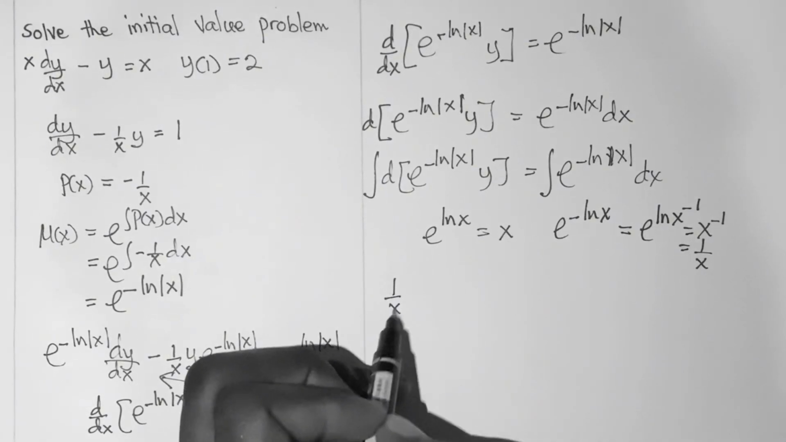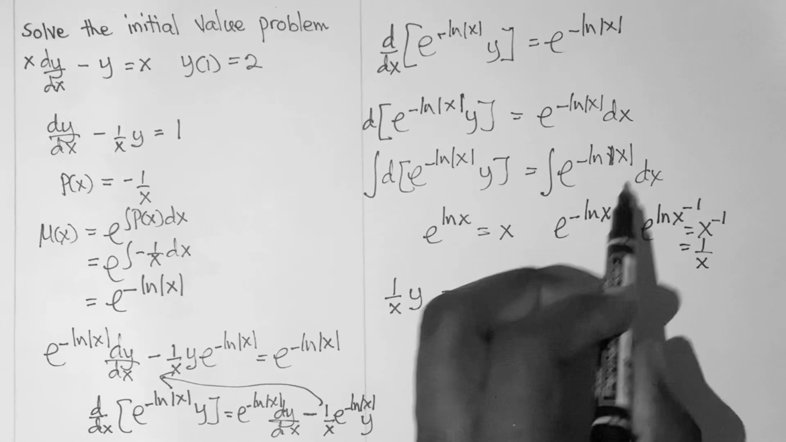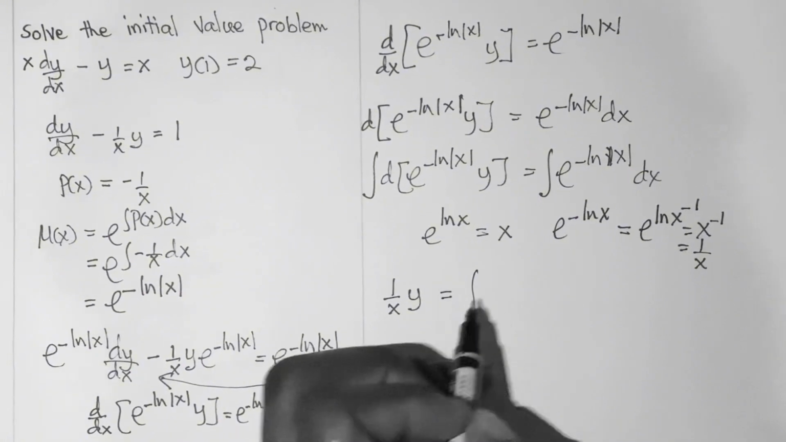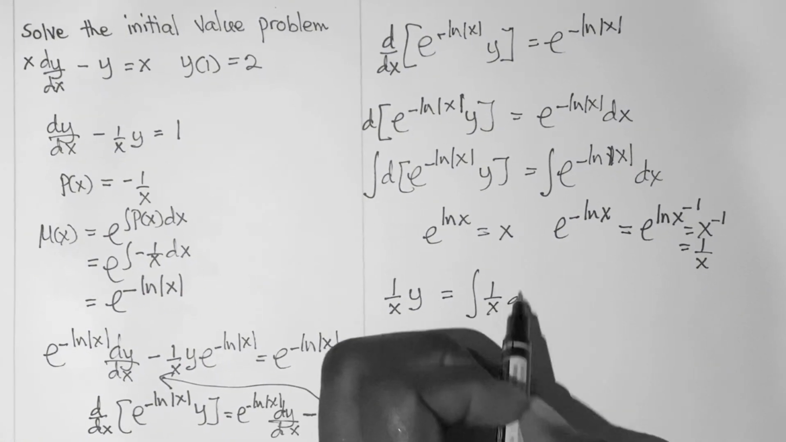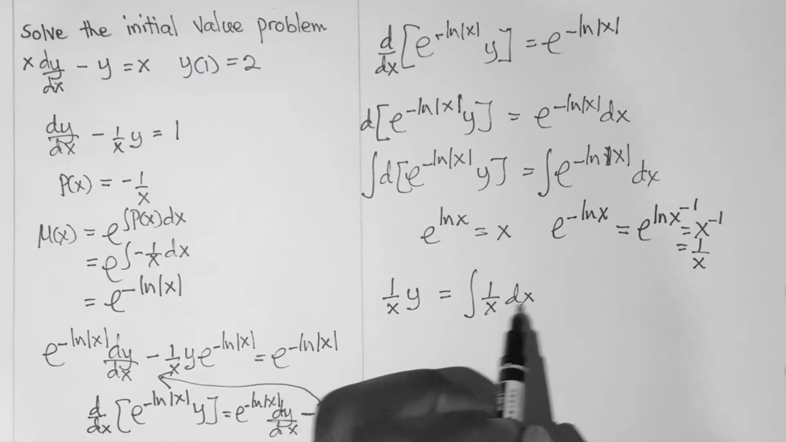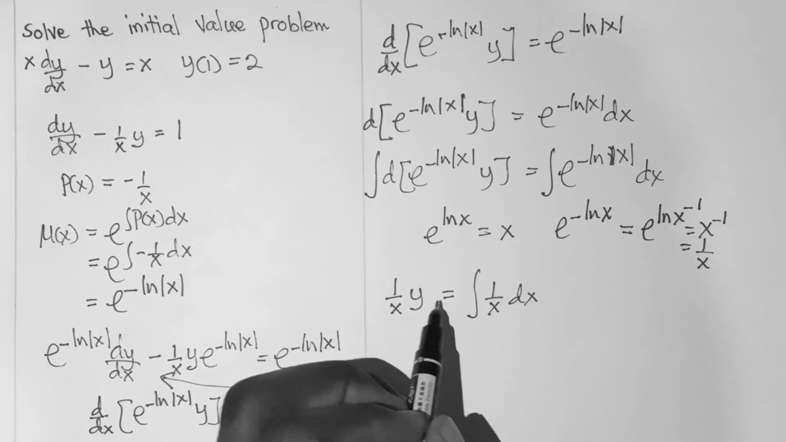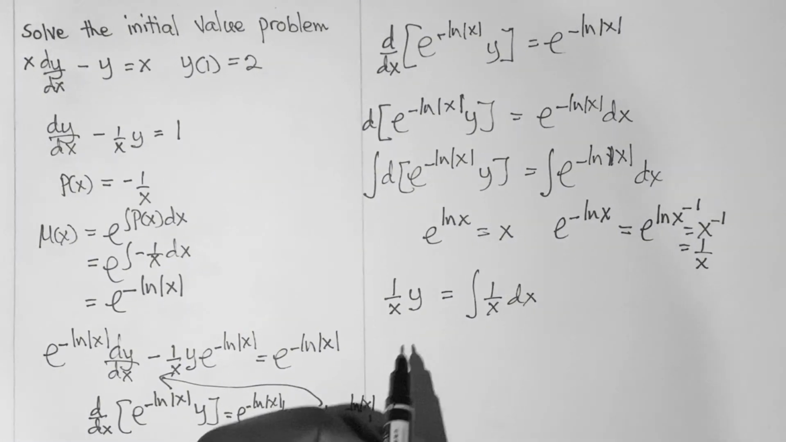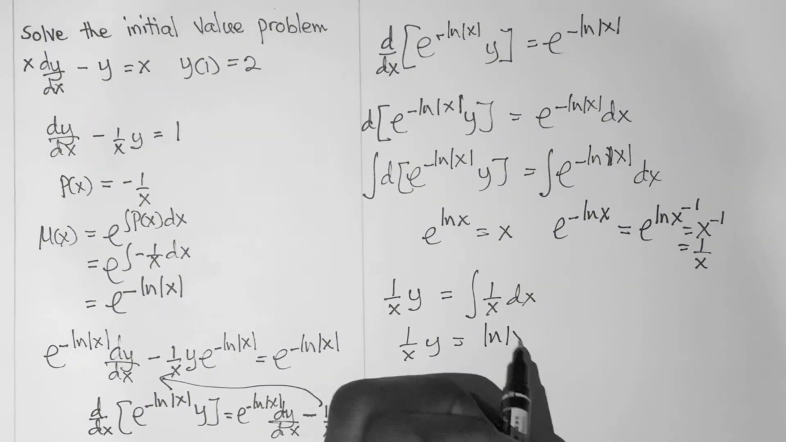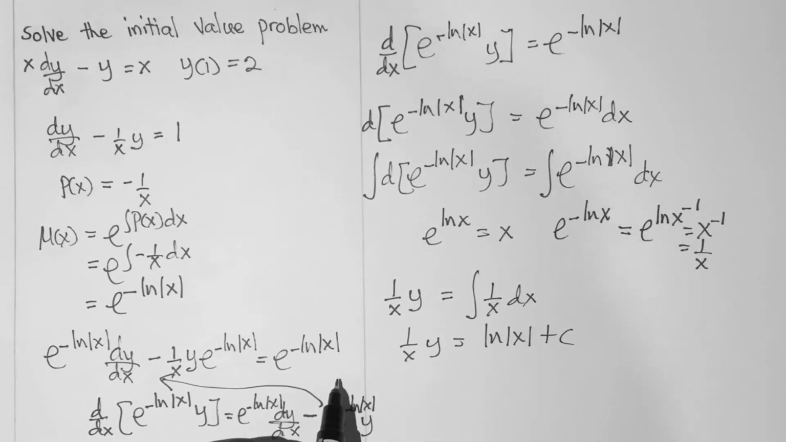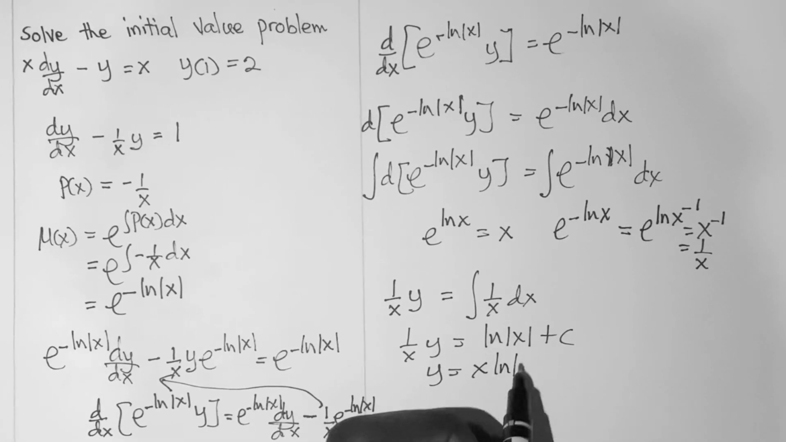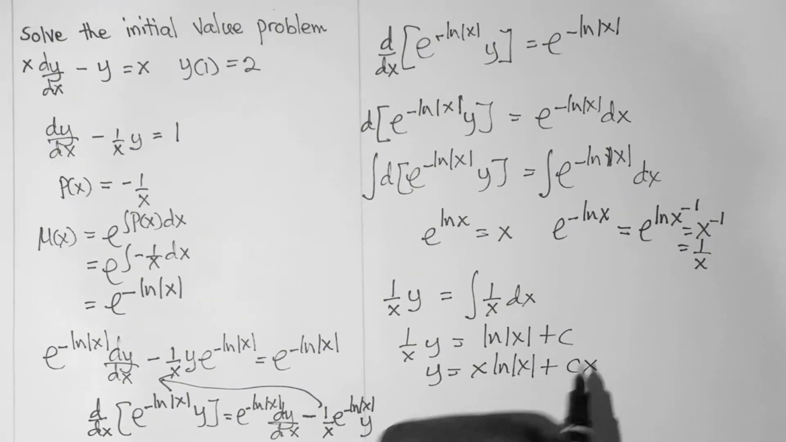So 1 over x times y is equal to, if you integrate all of this, the integral of 1 over x dx. Sorry, if you evaluate this one too, it's going to be the integral of 1 over x dx. So 1 over xy is equal to the integral of 1 over x dx. So 1 over xy is equal to, if you integrate 1 over x, you get natural log of the absolute value of x plus the integration constant. So it implies that y is equal to x natural log of the absolute value of x plus cx.